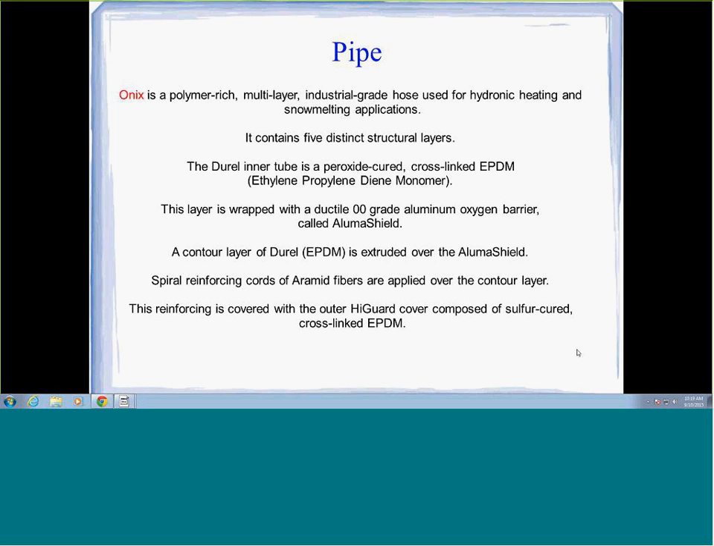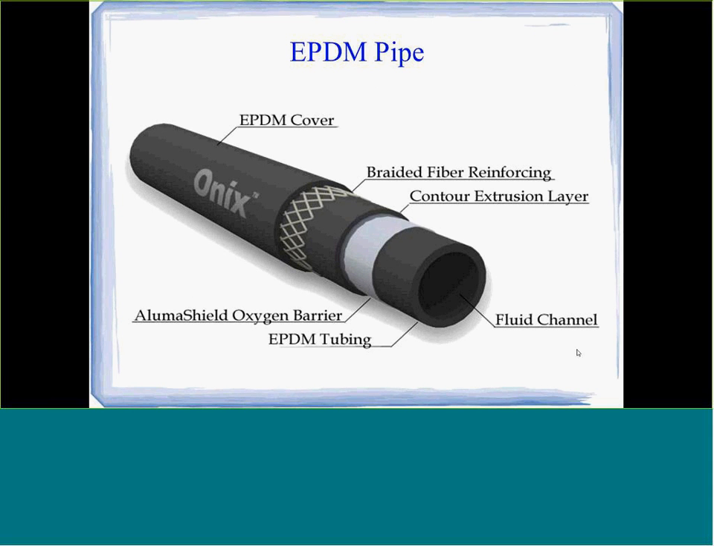And that aluminum layer is not as thick as the aluminum in the PEX aluminum, so it gives us flexibility. The aluminum is only there as an oxygen barrier. There is a spiral reinforced aramid fibers to give us a little more strength to the pipe, and then there's also an outer layer over top of the pipe. There's a picture of the EPDM, and you can see the braided fiber reinforcing is kind of in a cross-link pattern, which gives the pipe flexibility.